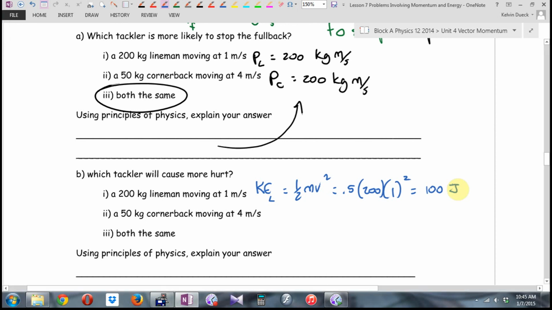What about this cornerback? The kinetic energy of the cornerback is going to be a half mv squared. It's going to be 0.5 times 50 times 4 squared. Grant's still feeling pretty good. He can do this in his head. Grant, 4 squared. 16. What's half of 16? 8. 8 times 50. 400. He has 4 times more energy to pour into that person who's getting tackled than the lineman.